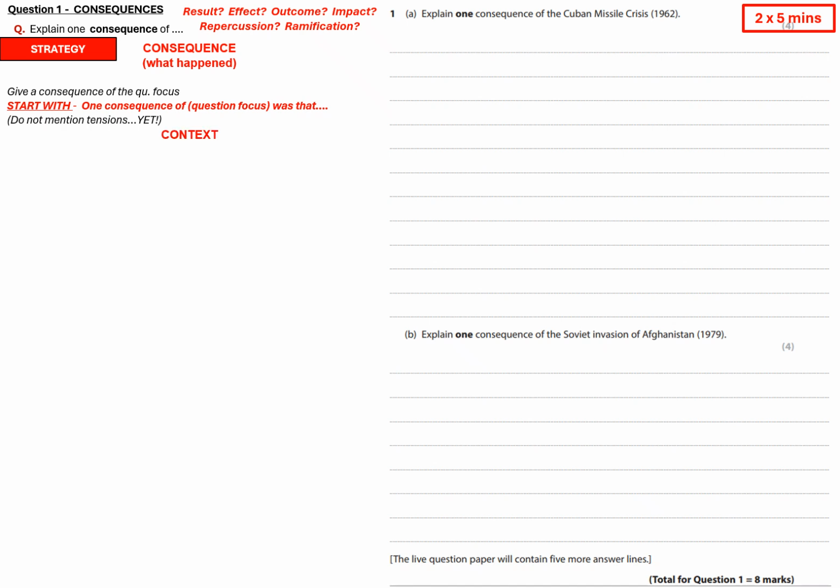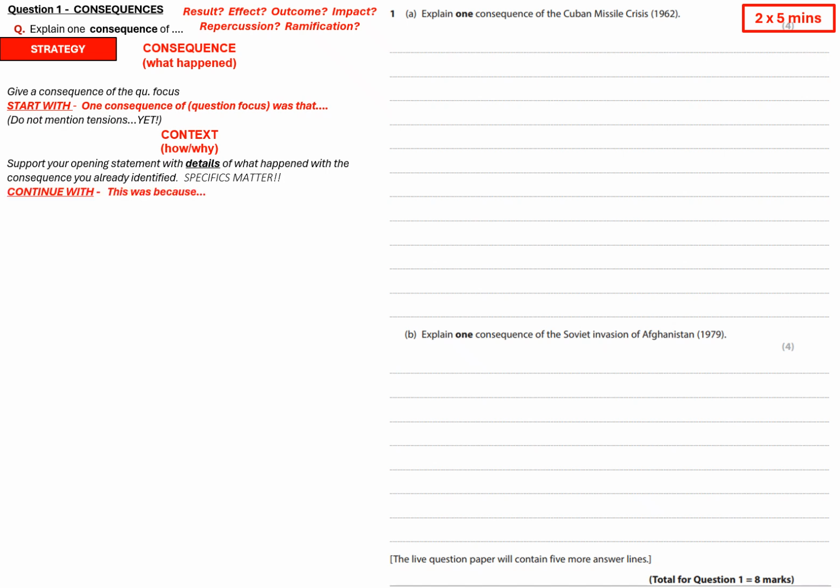So then you're going to move on to the context. How or why did this consequence happen? Support your opening statement with extra details of what happened with the consequence you already identified. So just go into some more detail about that consequence. You're going to say one consequence of it was this. This was because, and just go into the context of the time.